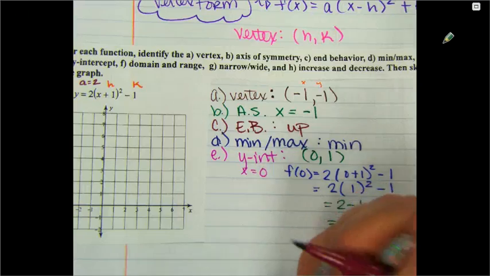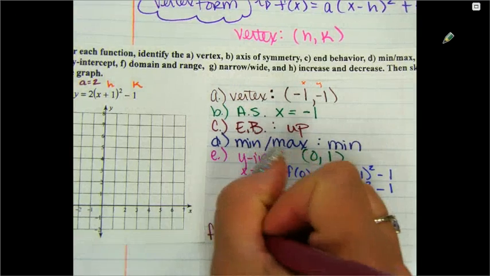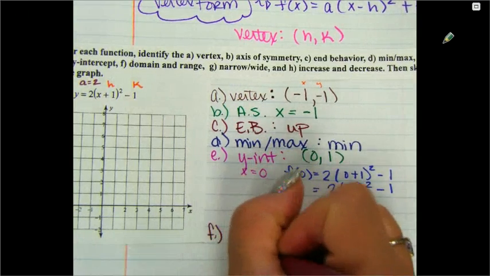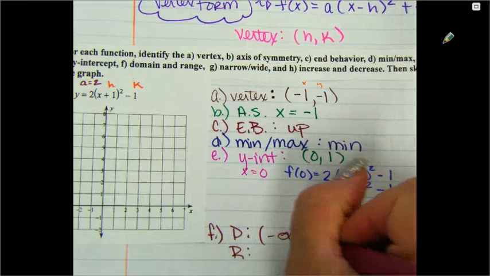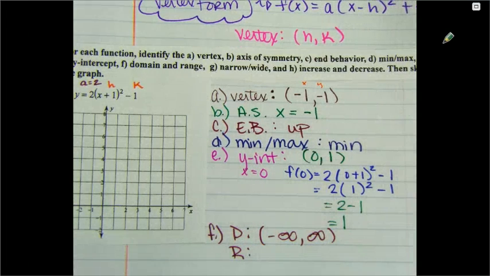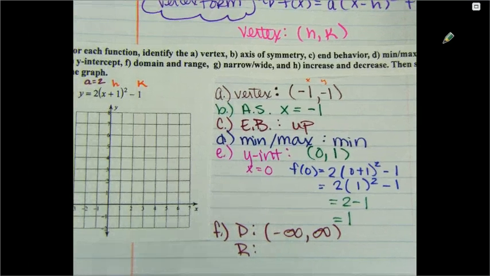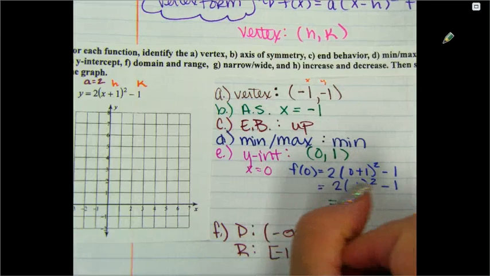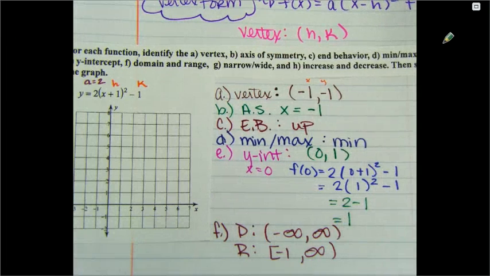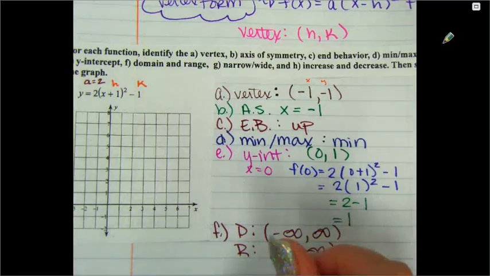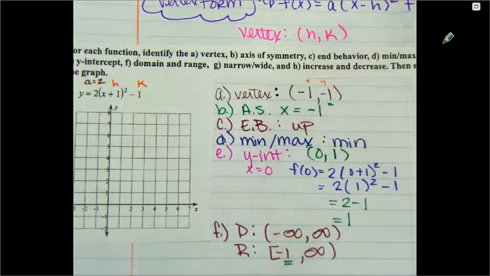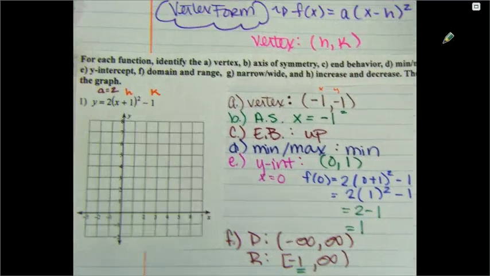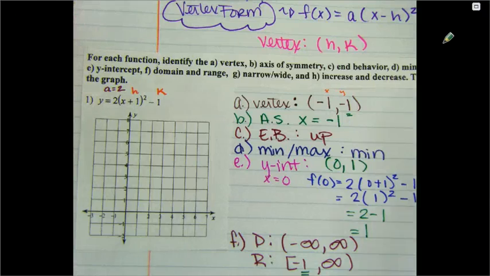All right, letter F. Domain and range. Domain is always what? Good. Range, I'll do that after I graph, unless anyone can do it right now. Negative infinity to infinity, very good. Remember that one comes from where? The vertex. Right there.